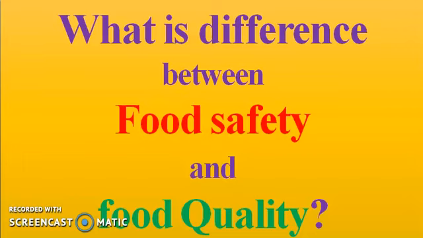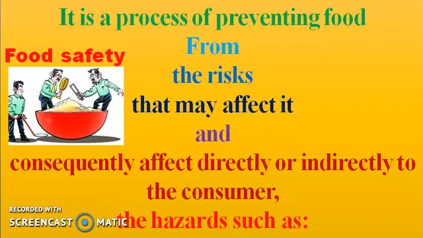In this tutorial, I am going to make you understand the difference between food safety and food quality. First of all, let us discuss food safety. It is a process of preventing food from the risks that may affect it and consequently affect directly or indirectly the consumer. From this definition, it is clear that food safety is not a property of food itself.